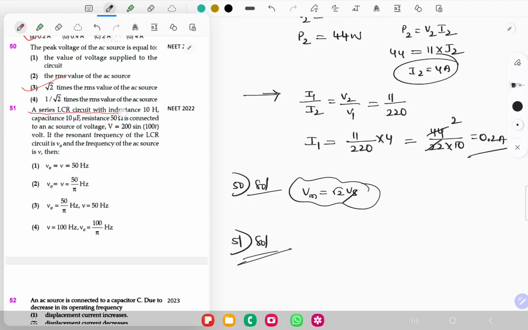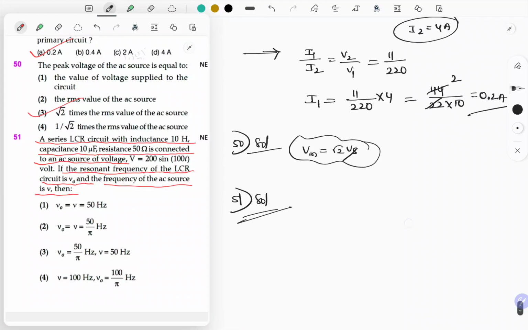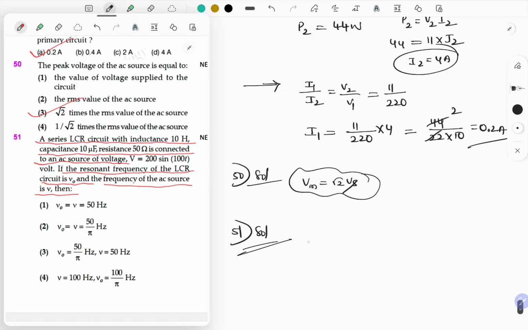So a series RLC circuit with inductance of 10 Henry, capacitance 10 microfarad, resistance 50 ohm is connected to an AC source voltage. If the resonant frequency of the RLC circuit is F0 and the frequency of the source is F, then we have to find the relation between resonant frequency and the source frequency. First of all, let's find the source frequency. Source frequency, they have given omega is equal to 200. Then F is equal to omega by 2 pi, which is equal to 100 by pi.